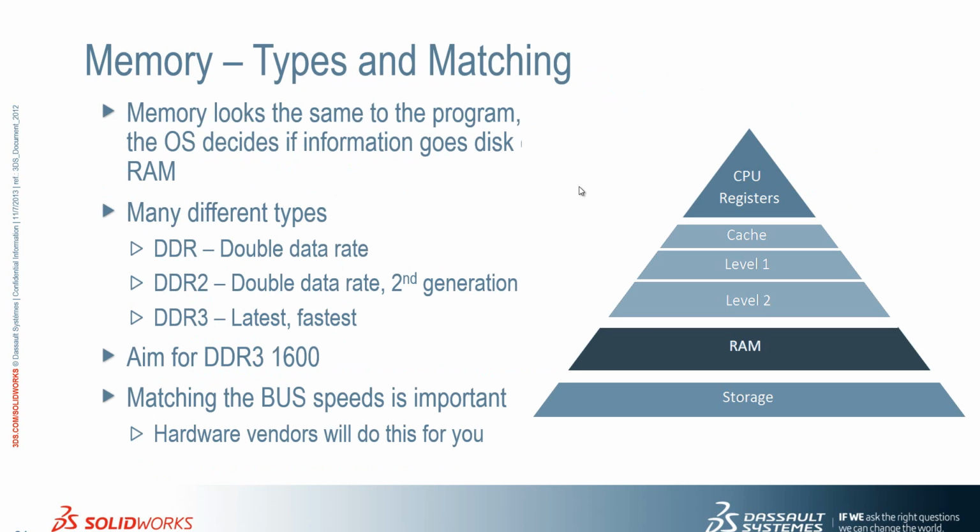Okay, so different types of RAM. Basically at the moment we're using something called DDR3, so it's double data rate, and there was double data rate 2 and then double data rate 3, so third gen. These days most people aim for DDR3 1600. Normally you'd match it with the bus speed.